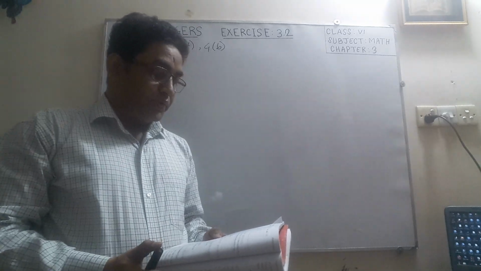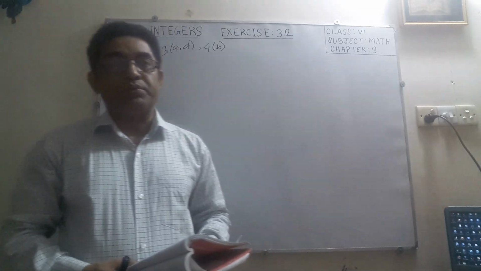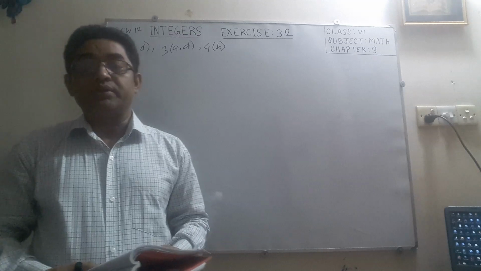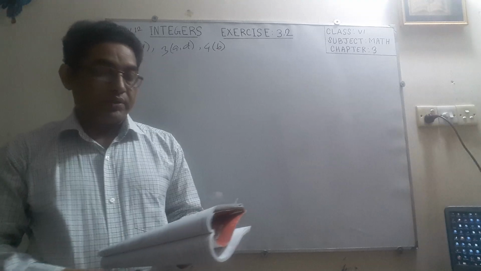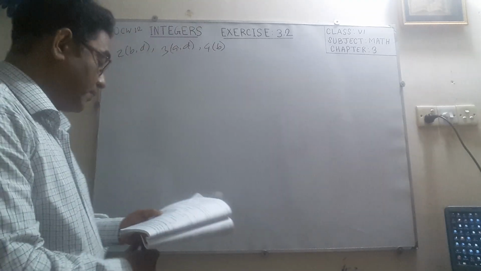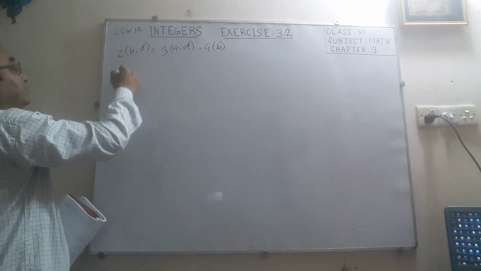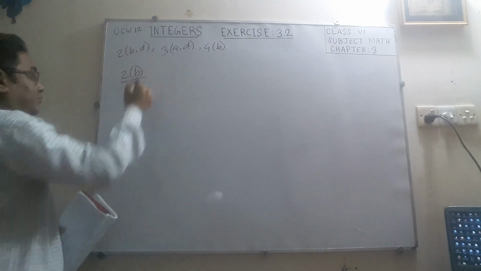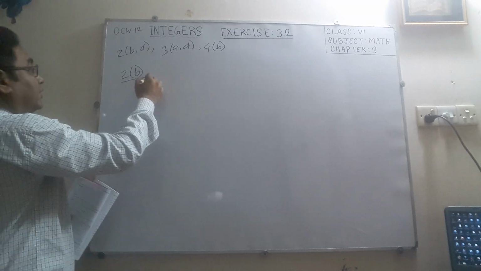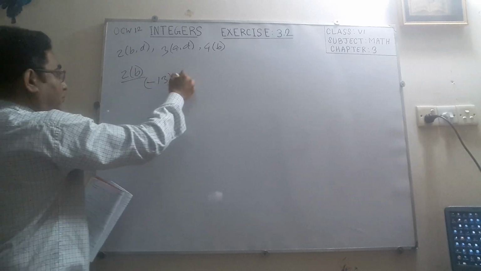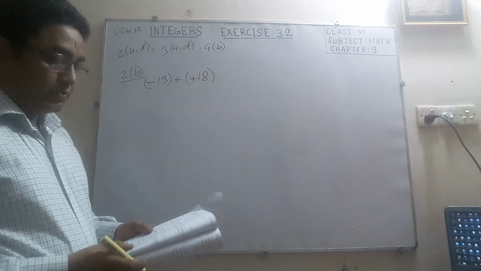Now read the problem number 2. Add without using number line. What was our previous class? In our previous class we added numbers using number lines. Today we add numbers without using number lines. So what is the B here? 2B: minus 13 plus 18.